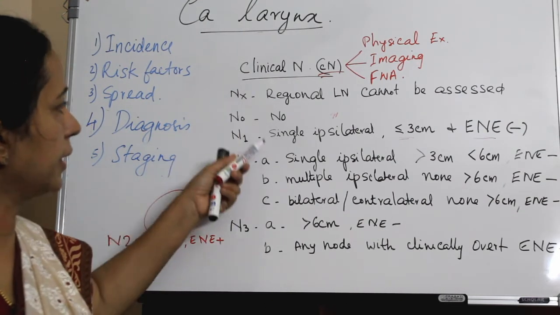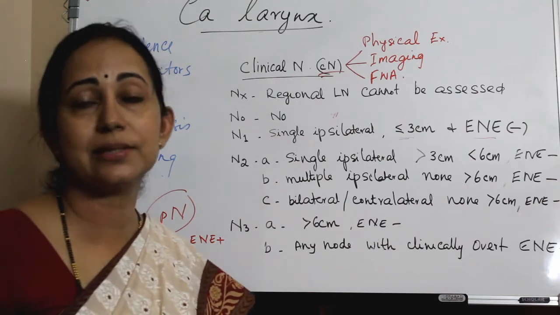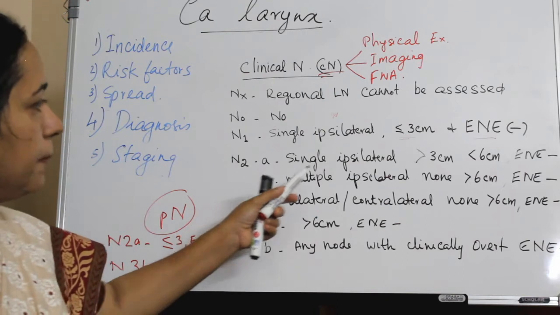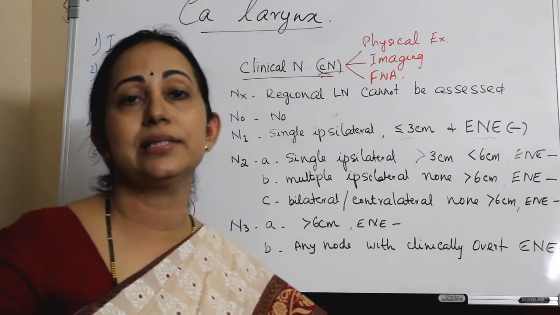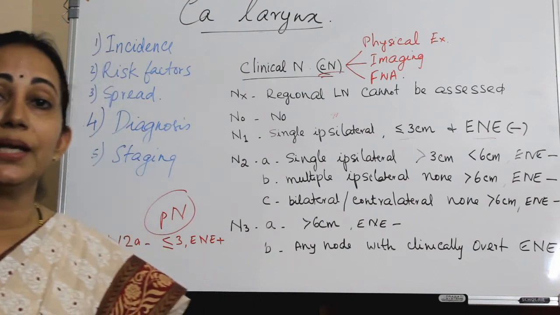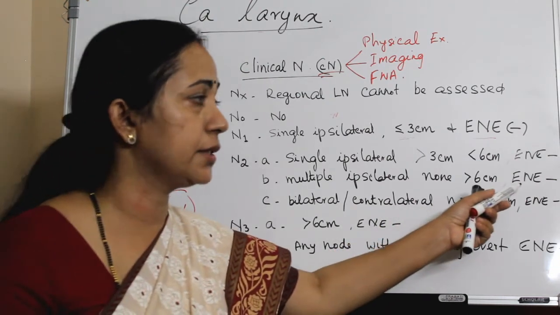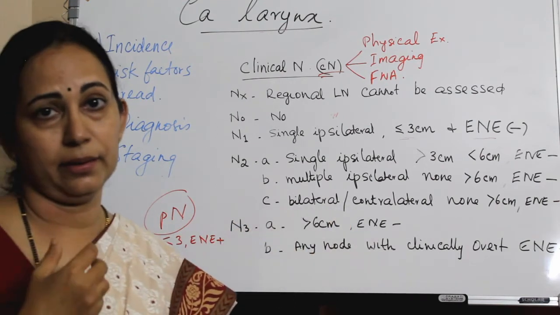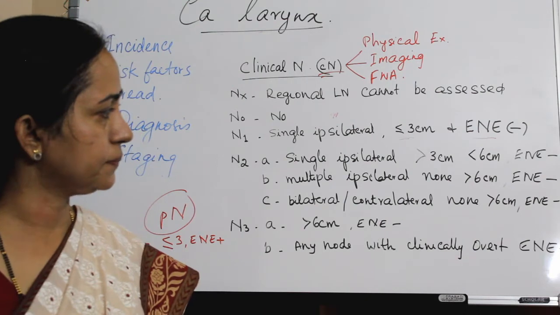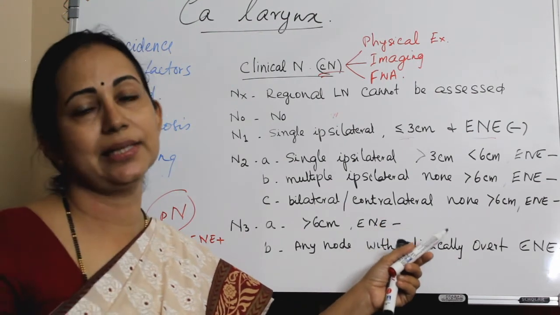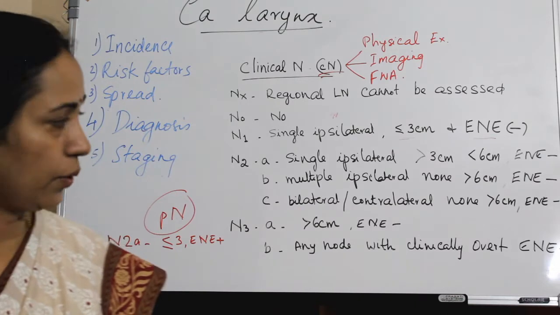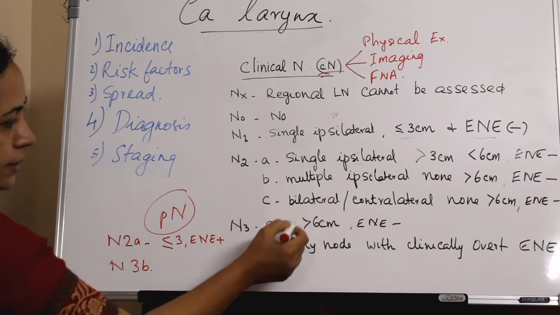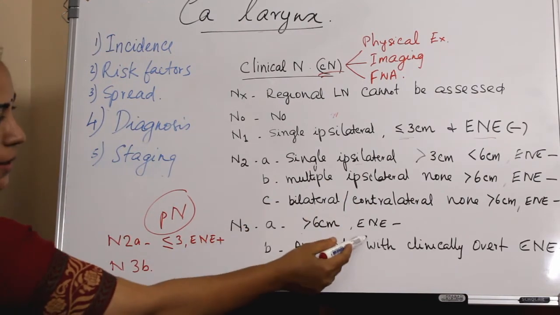And N2A in clinical is a single ipsilateral node of more than 3 cm but less than 6 cm with no extranodal extension. N2B is multiple ipsilateral nodes, none more than 6 cm. All the nodes should be less than 6 cm in size and there should not be any extranodal extension. N2C is bilateral or contralateral, and all should be less than 6 cm with no extranodal extension. This N3A is a single ipsilateral node more than 6 cm, but ENE should be negative.